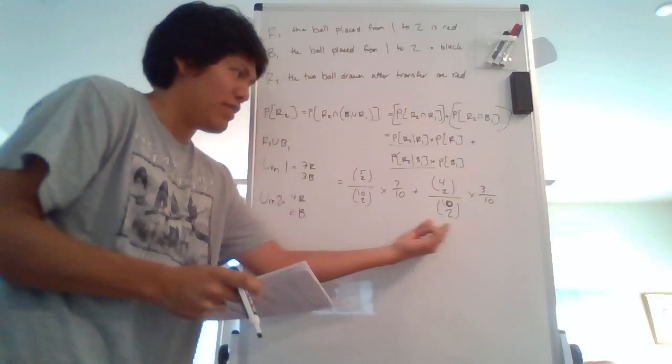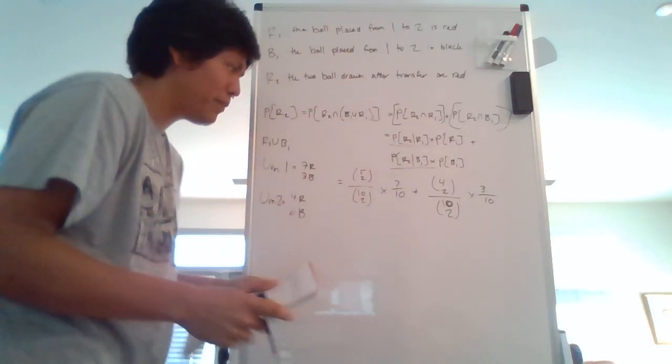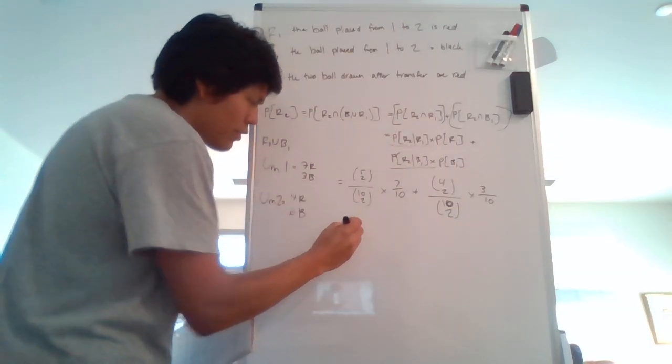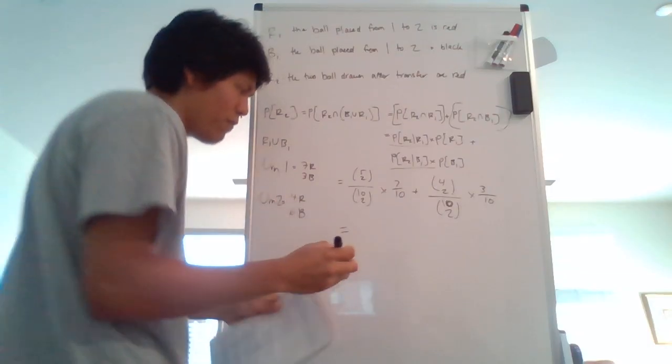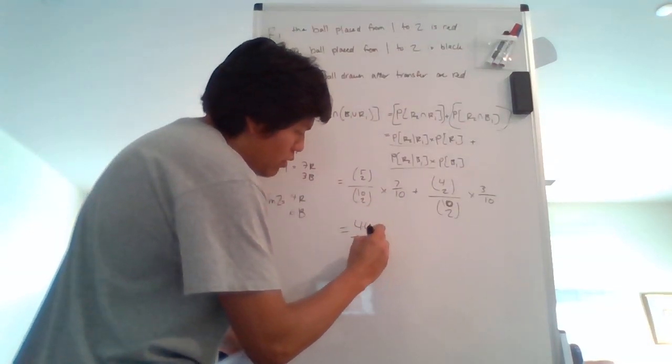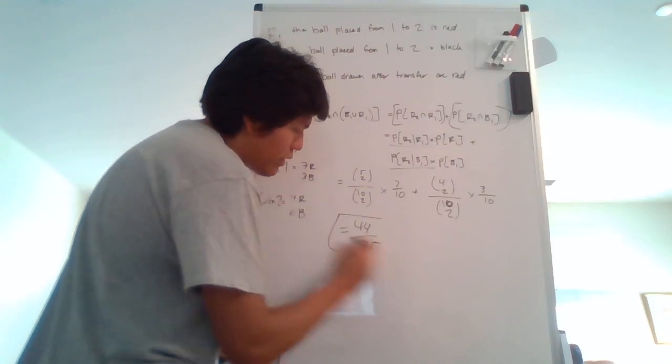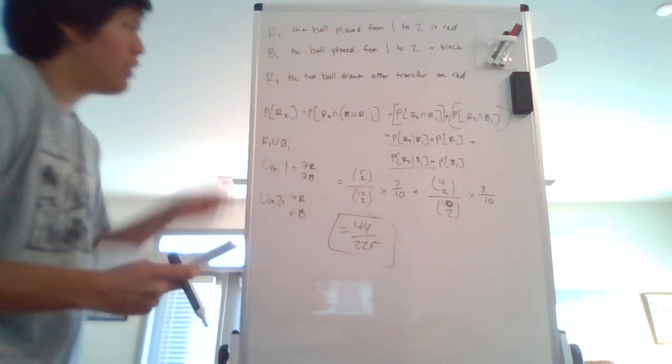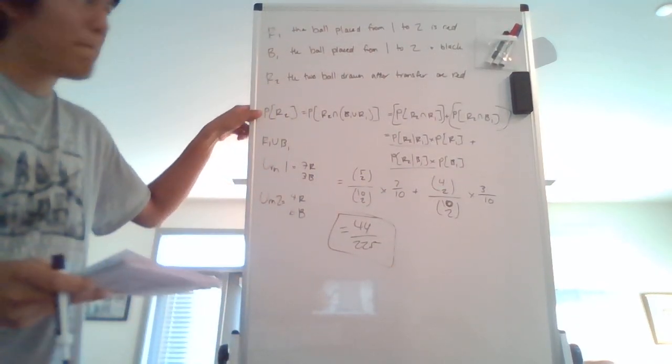And like I said, these are these conditional probabilities. And you just put all this in your calculator and you get 44 over 225. And that's our answer. That is the probability of R2.